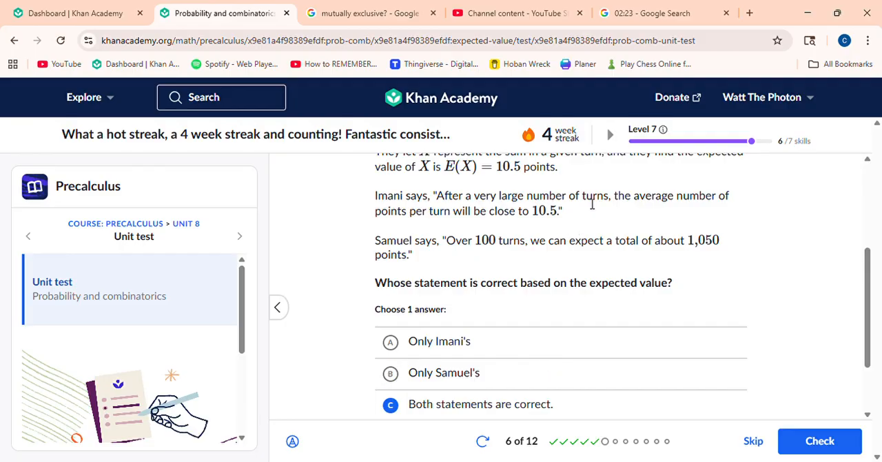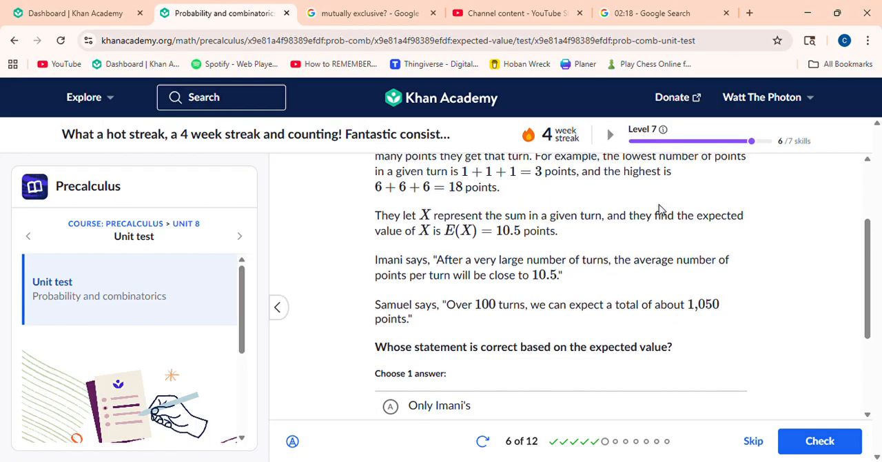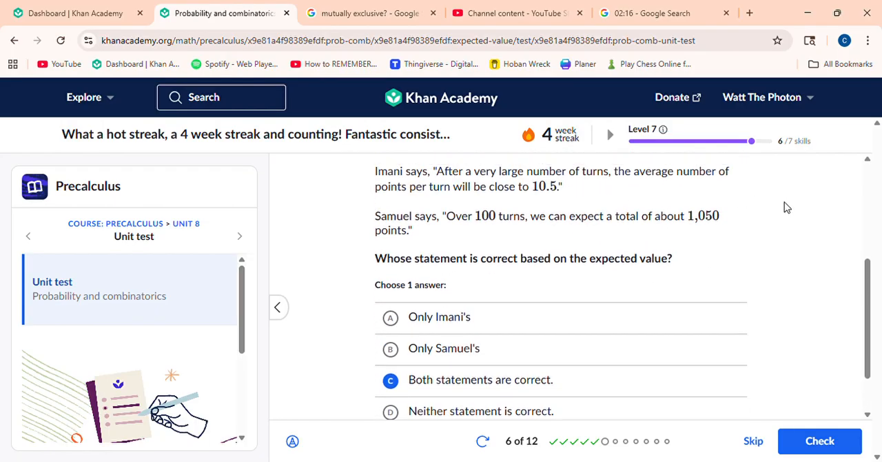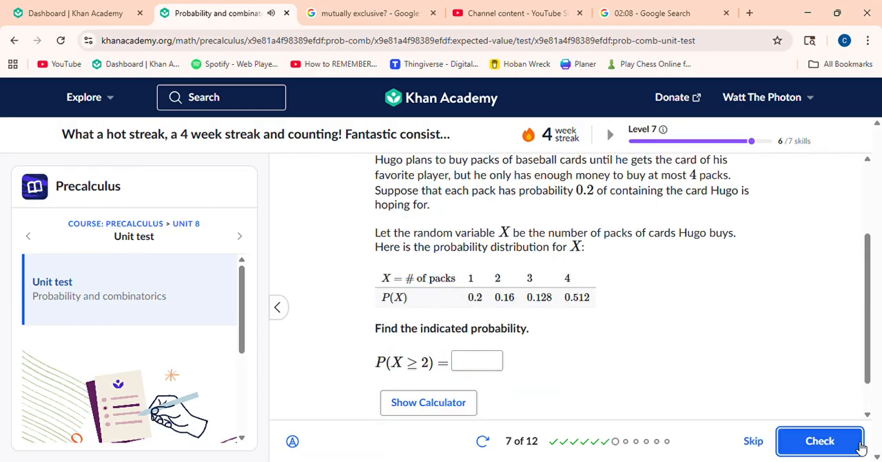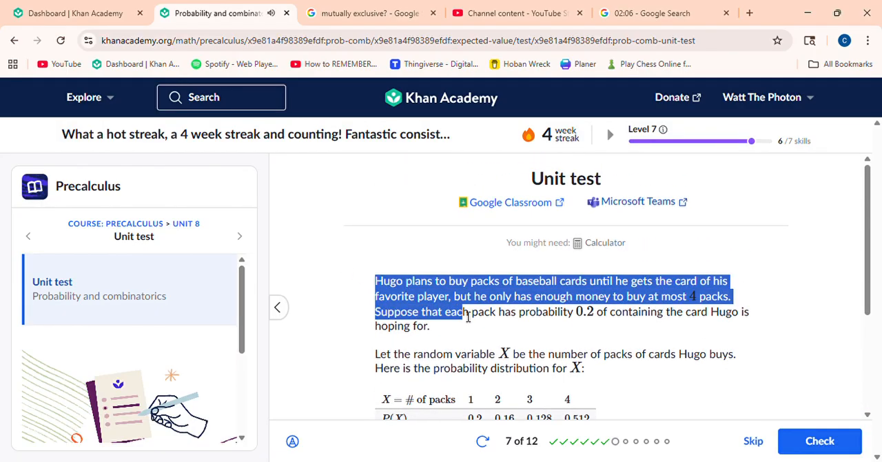Let's see. The average number of turns, the sum, will be very close. I think both of them are correct, unless I'm missing something. Yeah.